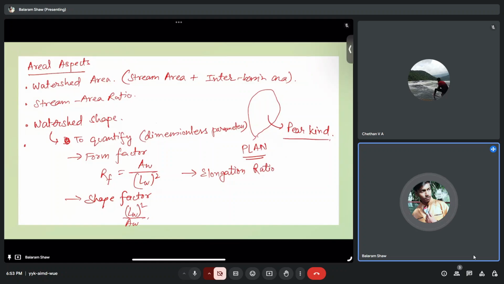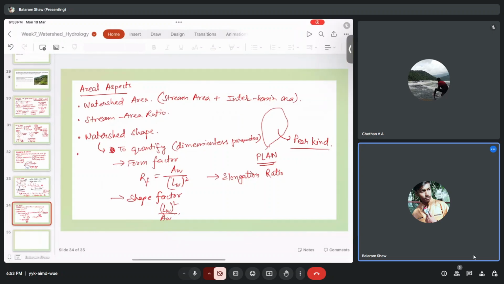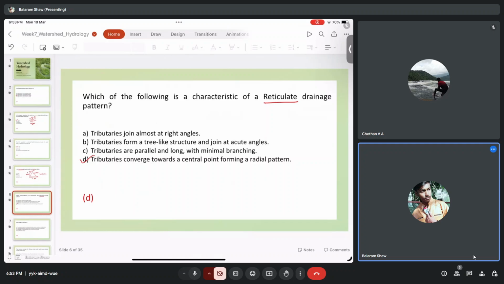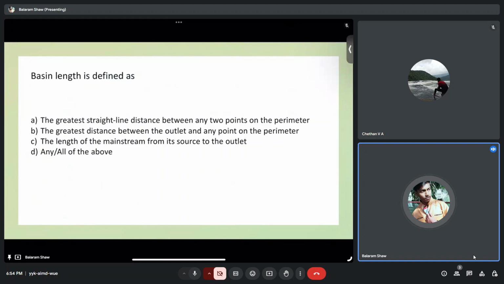First we'll see some questions and then again we'll come back, because we have a lot of concepts now. So we ended here. The next question we have is: basin length is defined as. Just now I have explained this. Can anyone tell me what could be the correct answer?